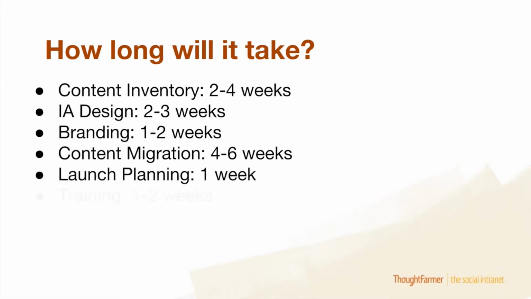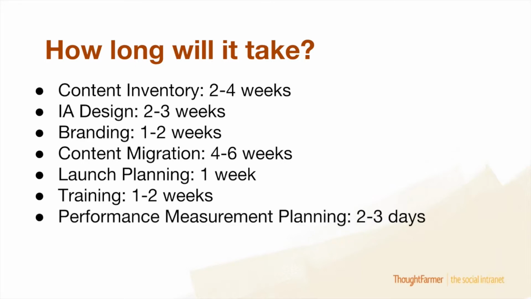Launch and communication planning takes about 1 week. Training, very important as well. In total, usually 1 to 2 weeks to get everybody trained up. And then performance measurement planning, depending on how far you take that, we're estimating 2 to 3 days for completing that task. Now, some of these activities, of course, don't have to be completely linear. There can be some overlap in between, for example, doing the information architecture design and the branding.